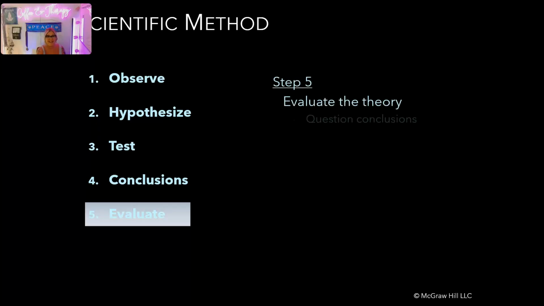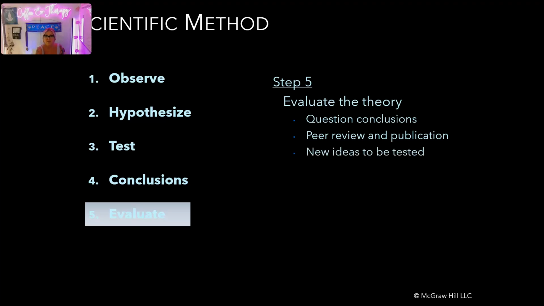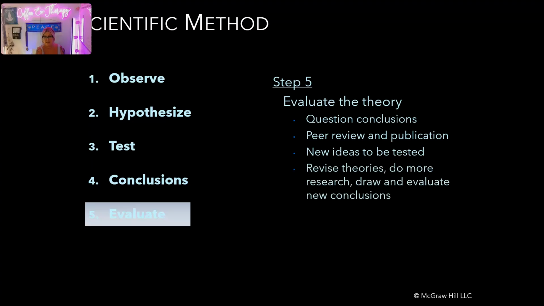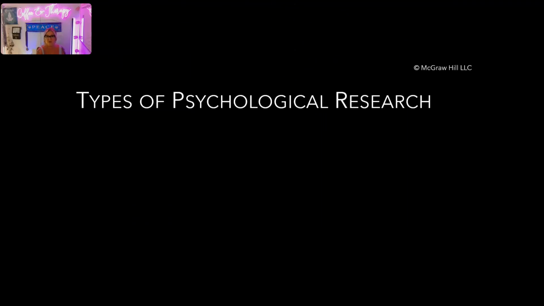And then we have to evaluate. That's step five. We evaluate the theory, we question those conclusions, and we want to make sure they are reviewed by our peers and that we're published. Because if you do, then you have something to look at, something to go by, and then down the road, we improve and update those publications. So then you have new ideas to be tested. And then of course, we're going to revise our theories, do more research, and draw and evaluate new conclusions. That's what research is. You see something, you derive information from that, and when you want to improve something, you're building upon existing research.